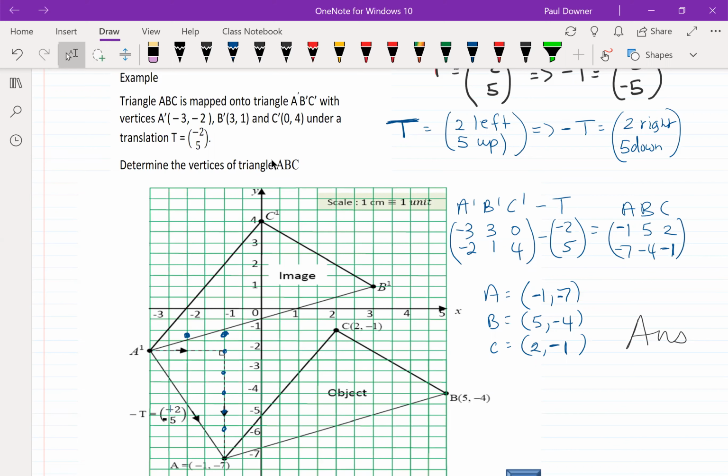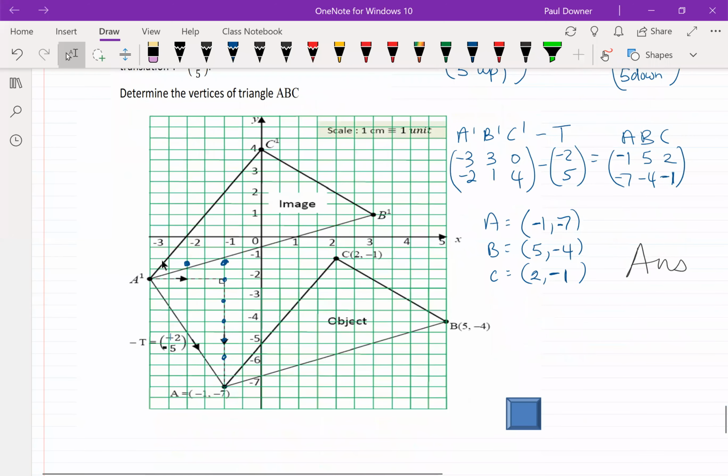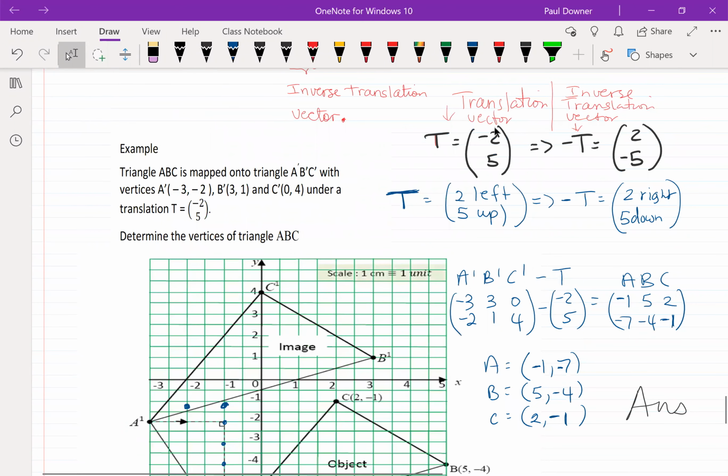You don't have to do a drawing or you don't have to use the drawing. If, however, they didn't give you a choice, in other words, they give you A prime, B prime, C prime on a drawing, or they told you by a drawing method or using a diagram, then it means we have to draw this on some form of graph paper and then find a way to move from the image points and carry ourselves to the object points. So let's see how we would do it. We said that to get from the object to the image, right here, using the translation vector, minus 2, 5 means move 2 to the left and then 5 up. This is not what we have to do.